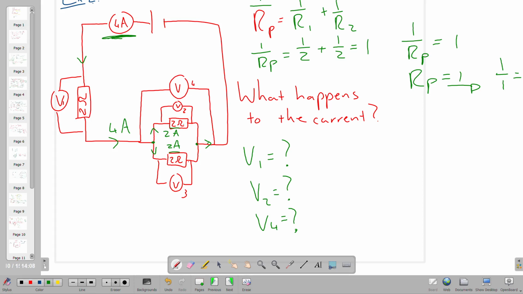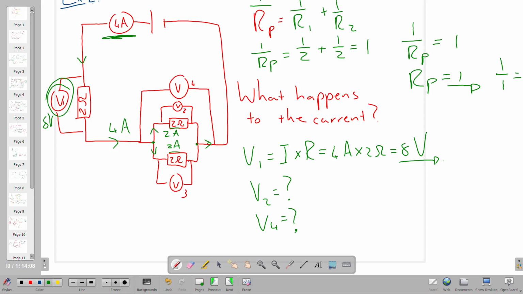So let's take a look at the questions. They're asking, what is V1 equal to? That's my voltmeter over there. Let's take a look. So V is equal to I times R. We must know that by now. I is 4 amps going through there, and R is actually 2 ohms. So it's 4 amps times 2 ohms, which is 8 volts. So here we have 8 volts.